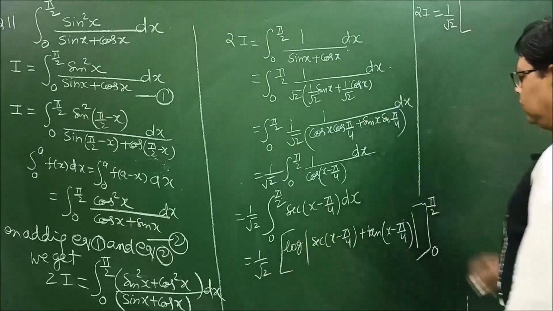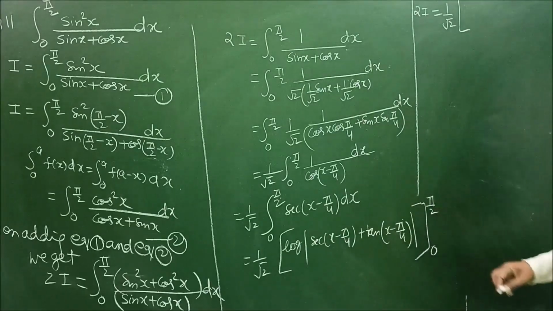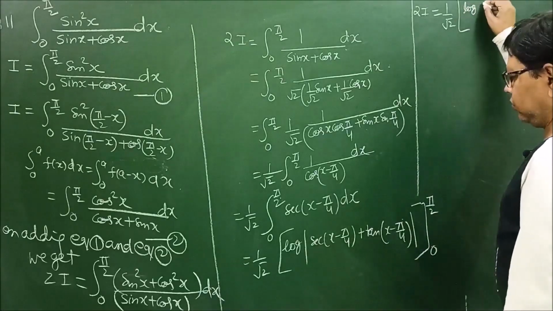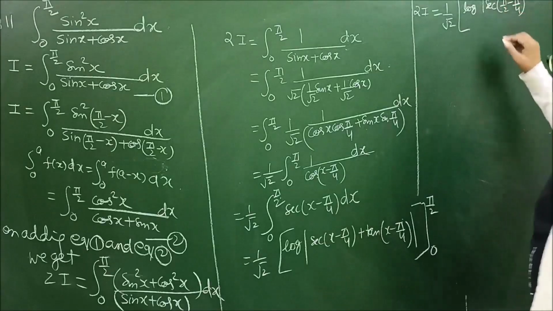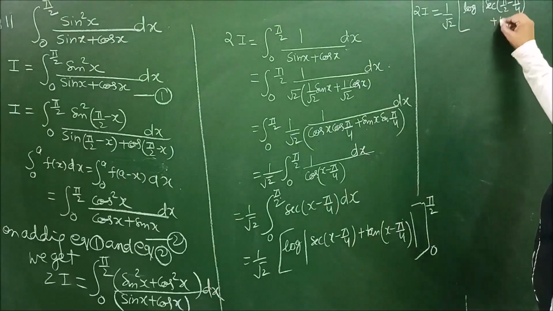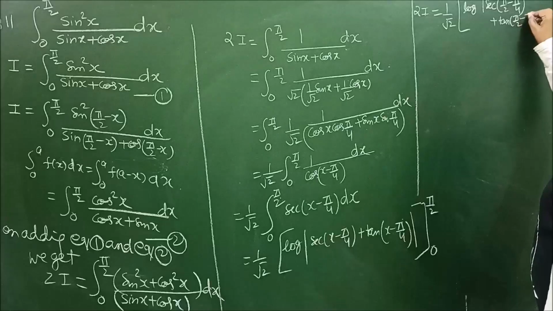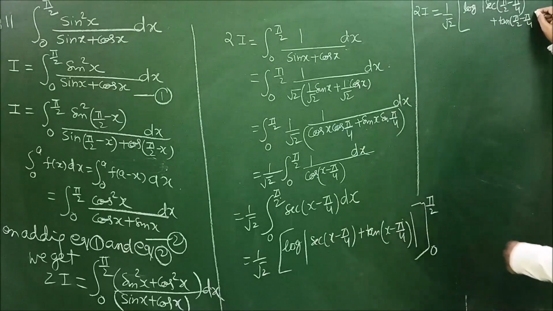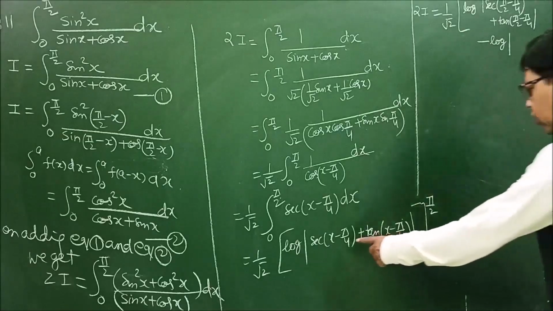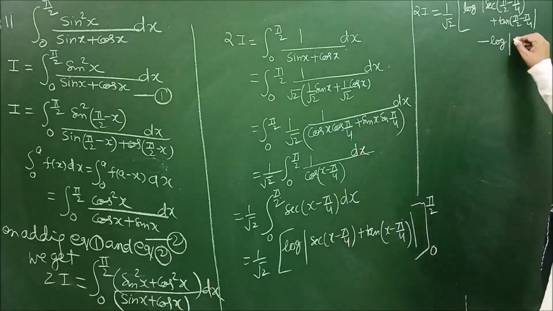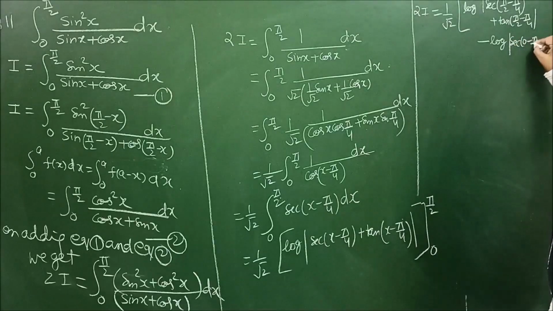First putting the value equal to pi by 2, so log of sec(pi by 2 minus pi by 4) plus tan(pi by 2 minus pi by 4), and then minus putting the value equal to 0, so log mod of sec(0 minus pi by 4) plus tan(0 minus pi by 4).